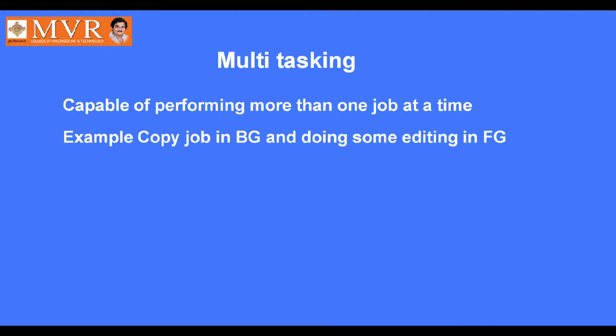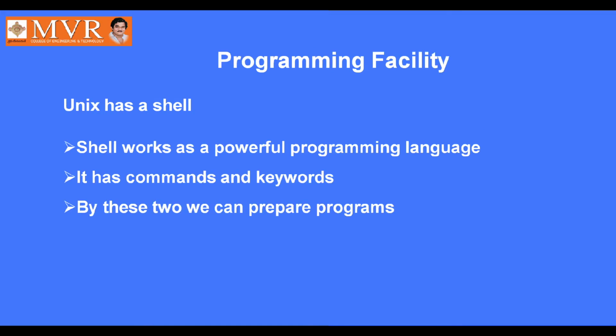Then the next feature is the programming facility. This is a feature most operating systems don't have. As we know, with Windows you cannot do any programming. In Windows you will use some languages like C++ or Java, and we can write programs using those, but using Windows alone you cannot write any programs.